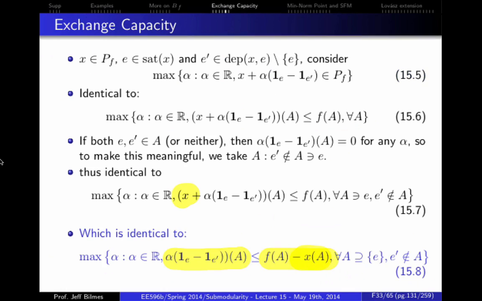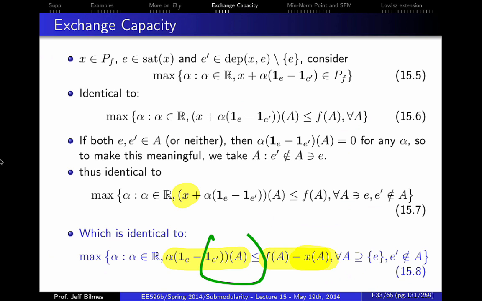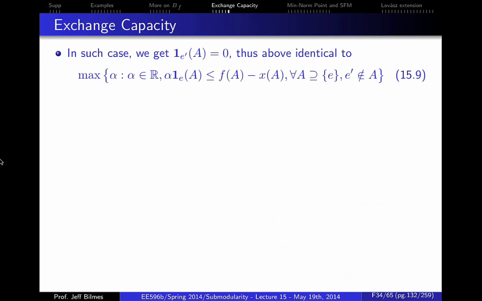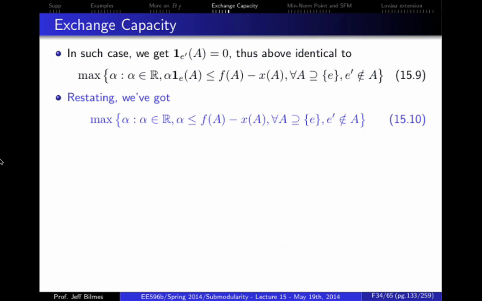But because we said that E prime is not in A, suddenly this part here doesn't matter. Oh, sorry, not the inequality. This part evaluates to 0, right? So that part, we just get rid of it, and it was here, by the way, and now it's gone. It was 0. And then alpha times 1EA, since E is a member of A, just turns into alpha.